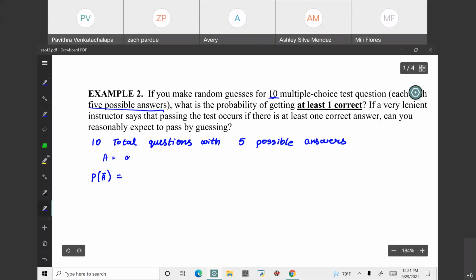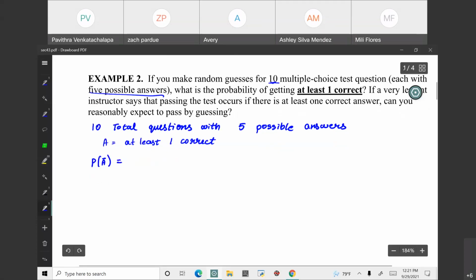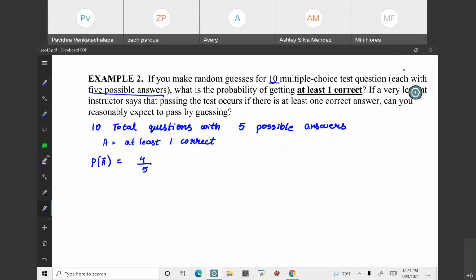A means at least one correct. We don't know the probability of that. We are supposed to find that only. So at least one correct. Then what is the probability of not getting the answers correct? That would be 4 by 5. Why? 4 wrong answer choices. 5 means the total number of choices. Okay? At least one correct. In the 5 options, if at least one is correct, that means 4 are wrong. So that is your A complement. Negative, none, not, wrong. All this belongs to A complement.